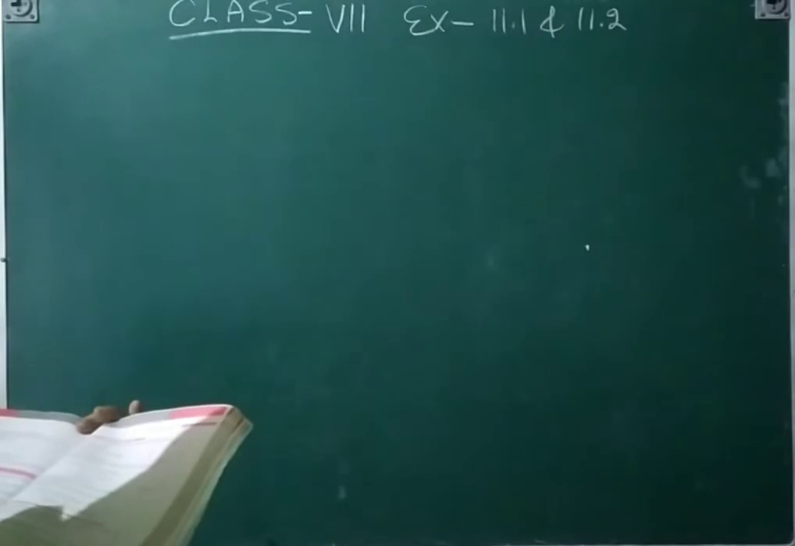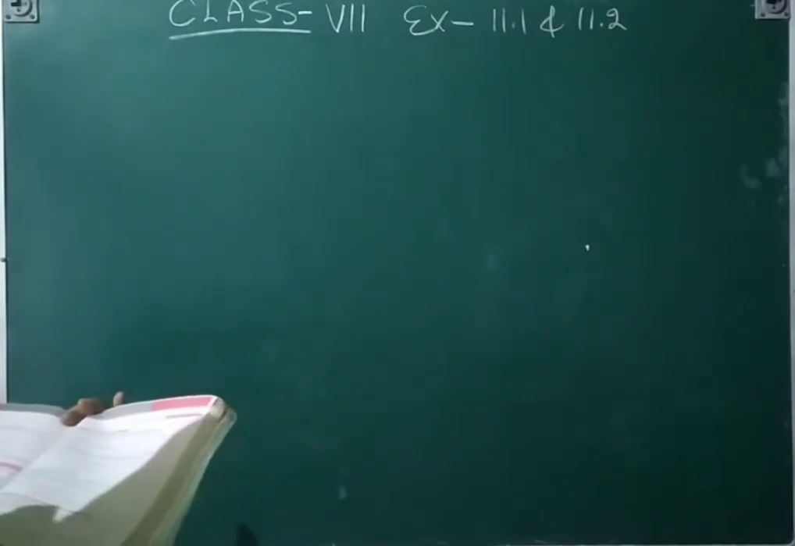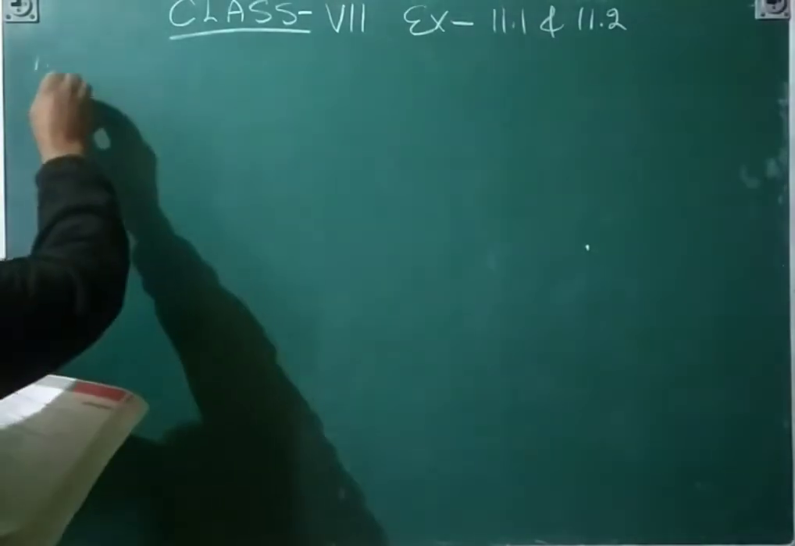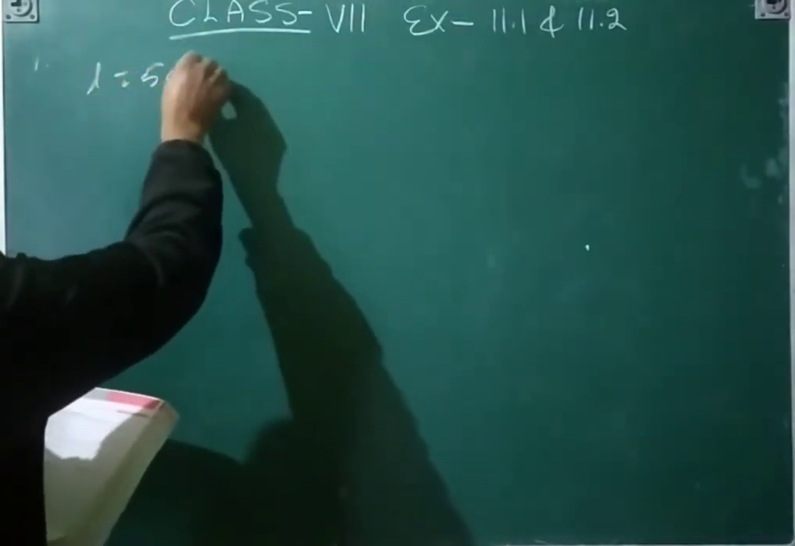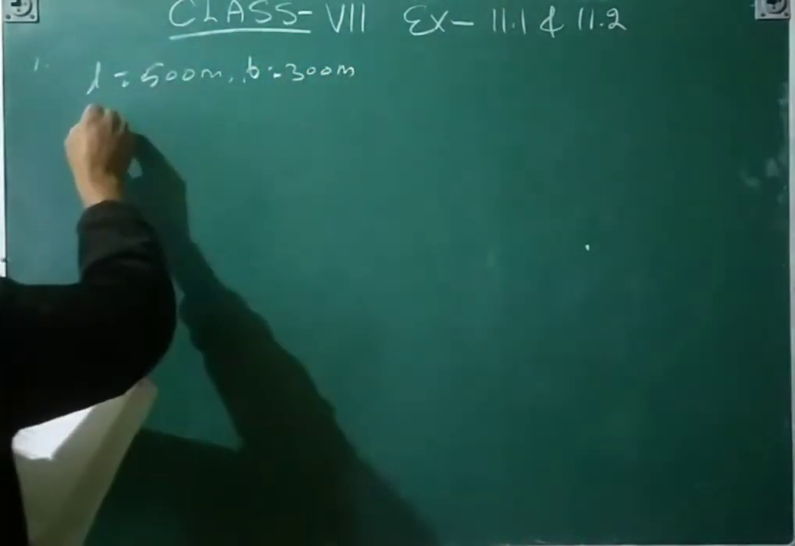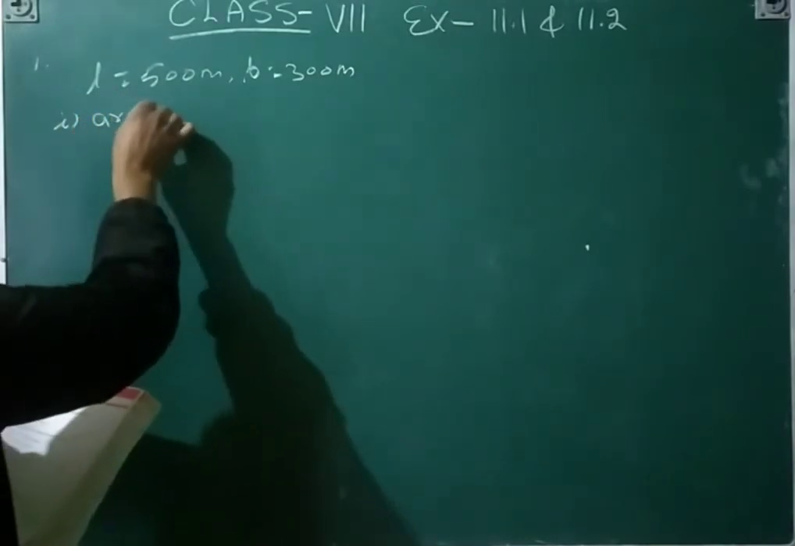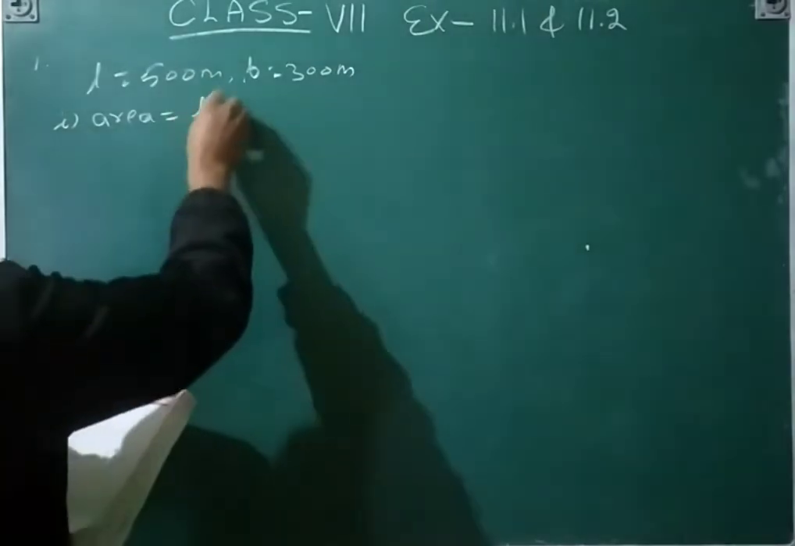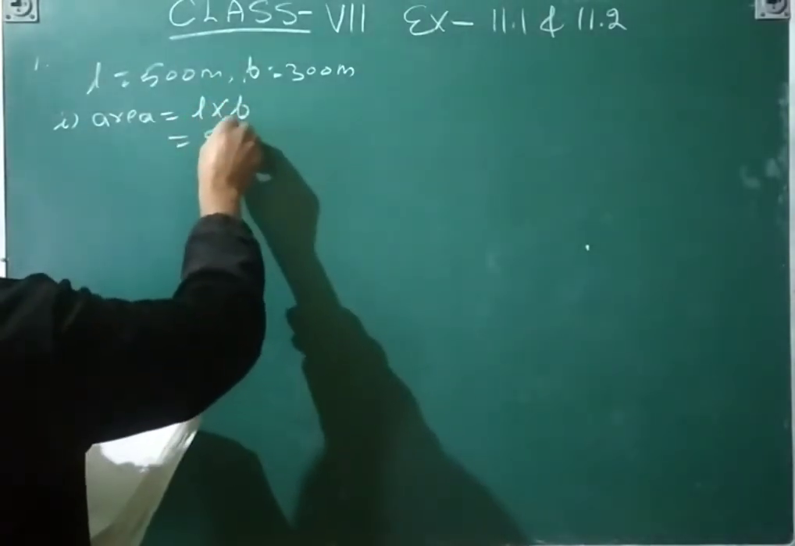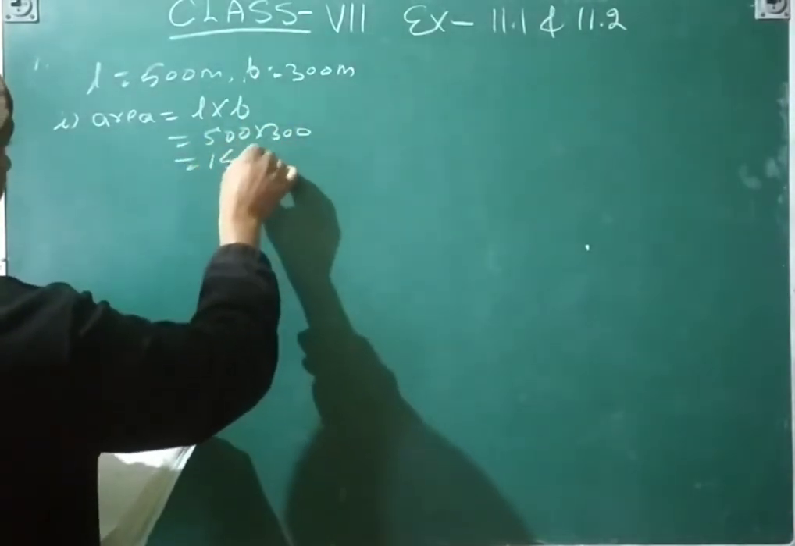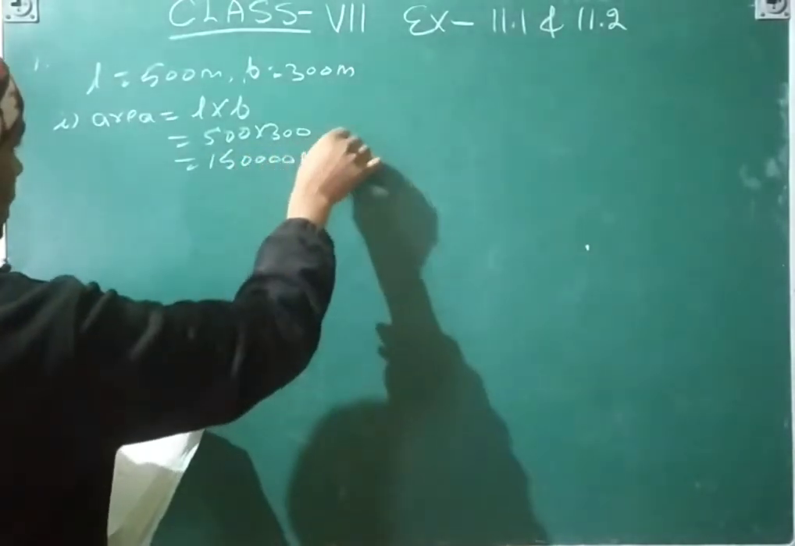Question number 1. The length and breadth of a rectangular piece of land are 500 meter and 300 meter respectively. Find its area. First, length is equal to 500 meter, breadth is equal to 300 meter. So the first part, area is equal to L into B, 500 into 300, which is 150000 meter square.